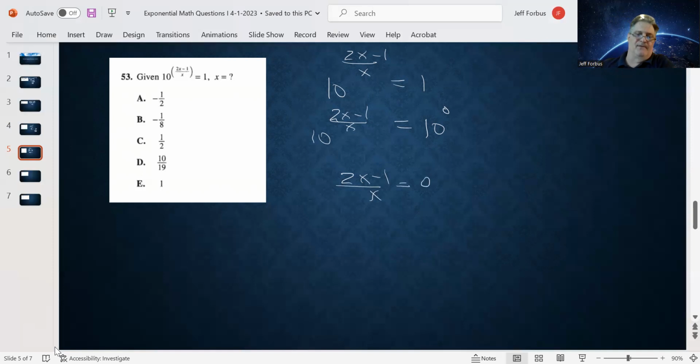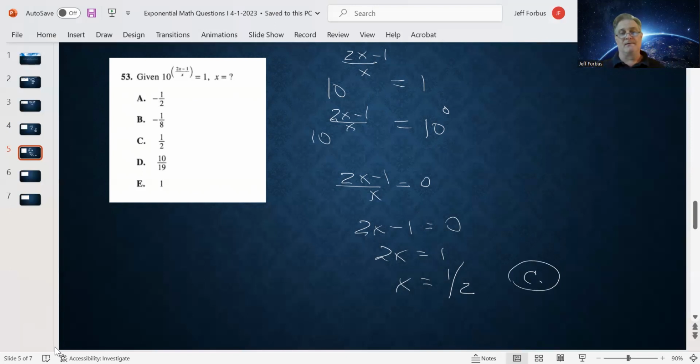Now we can keep simplifying. Multiply both sides by x, and you get 2x minus 1 is equal to 0. Solve for x now. Move the 1 to the right side. So 2x is equal to 1. X is going to be equal to 1 over 2, which is 1/2. And that's answer choice C.